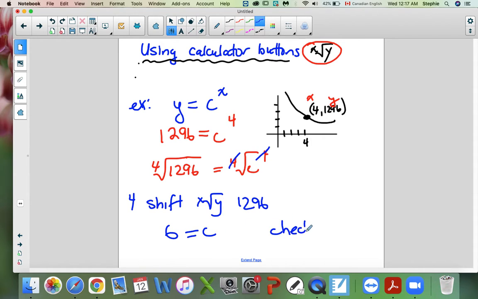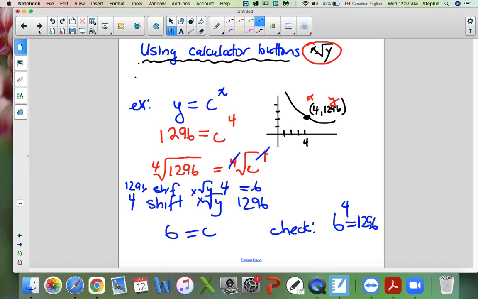Now to check, is 6 to the power of 4 equal to 1296? Yes, it is. 6 to the power of 4 is 1296. So it's very important to figure out how to solve this using your own calculator. In my calculator, it was the other way around: I had to do 1296, shift, this button, and then 4, and that gave me 6.